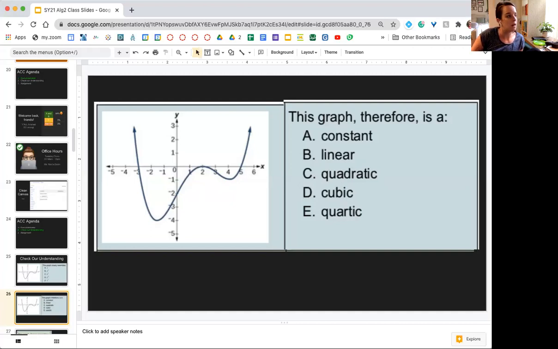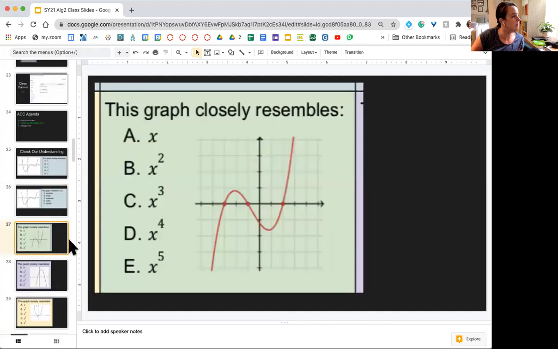Alrighty, cool. All right, let's do another one, team. What about this one? What shape is this? Is this x, x squared, x cubed, x to the 4th, or x to the 5th? Take 10 more seconds. 5, 4, 3, 2, and 1. Yeah, for sure. This is x to the 3rd. It goes up 1, down 2, up 3.